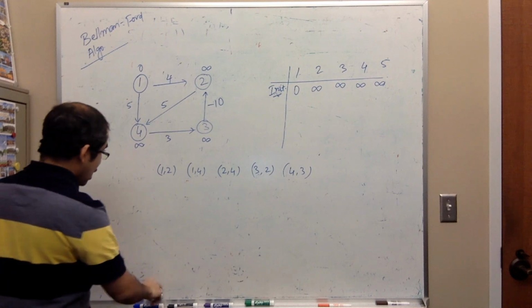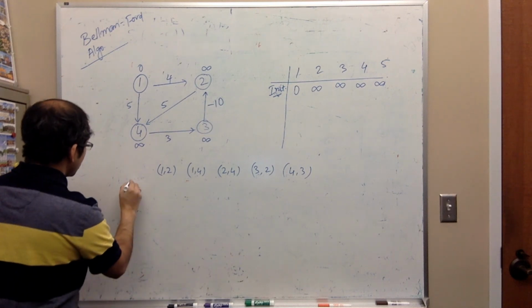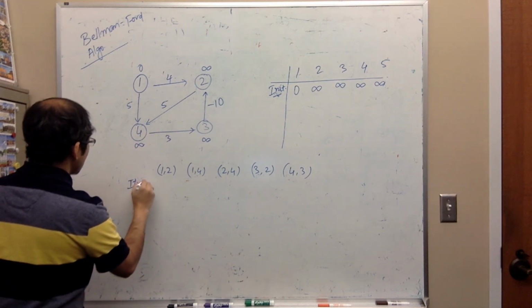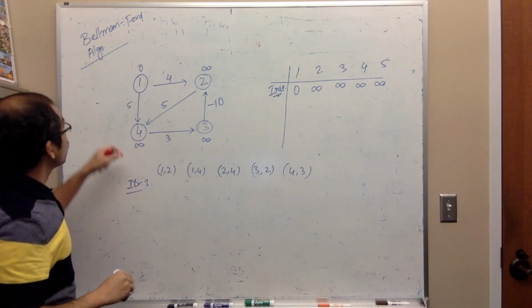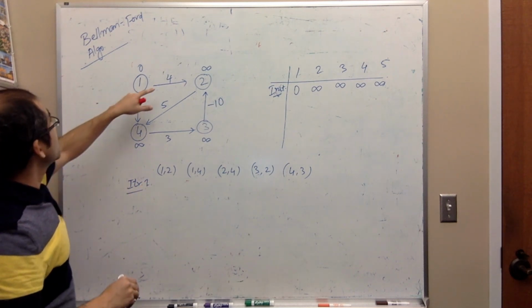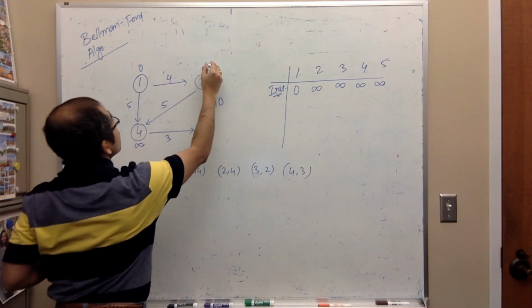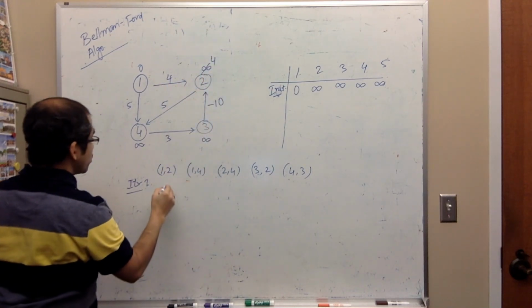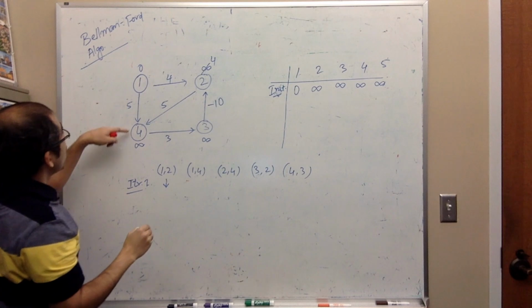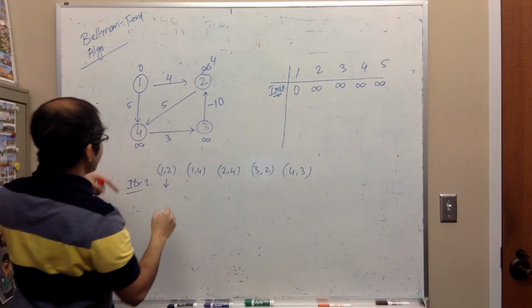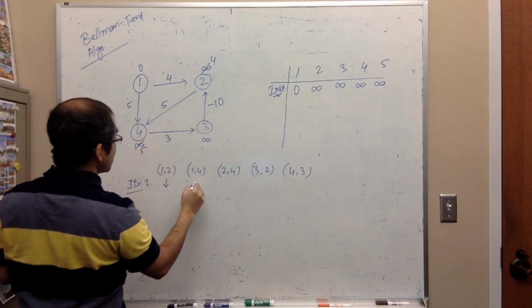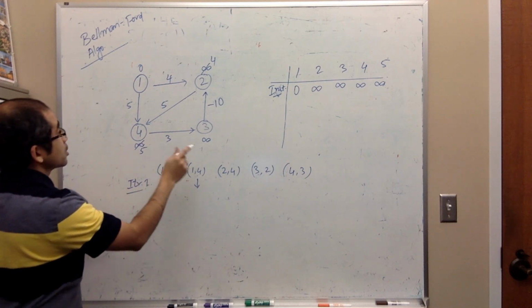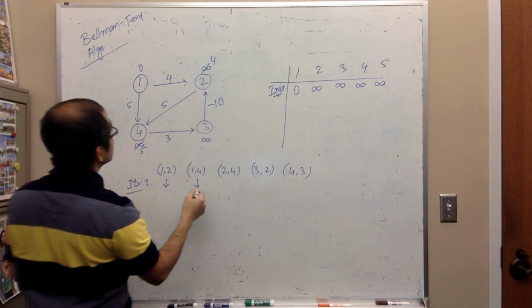Okay, let's start with iteration 1 using the blue color. Iteration 1, and 1 to 2 we relax. So this is 0 plus 4, 4, so we change it to 4. This is reduced. 1 to 4 is 0 plus 5, 5, which is changed to 5. So this is also reduced. The others, 3 is not reachable.